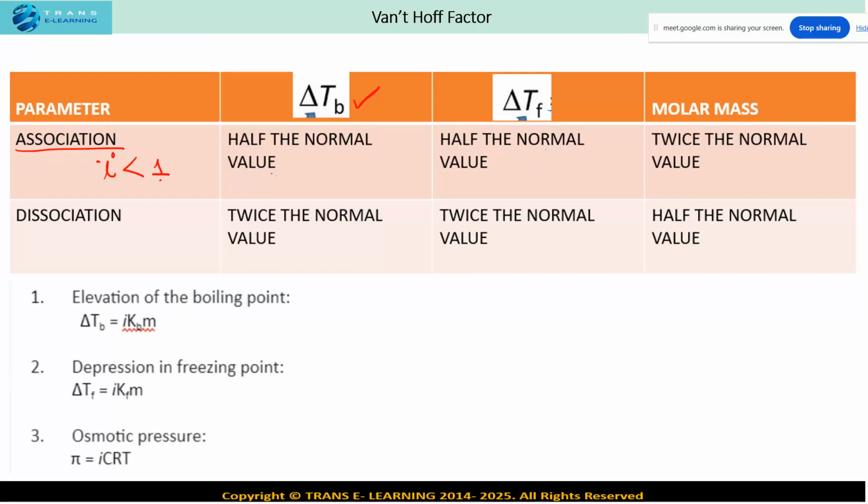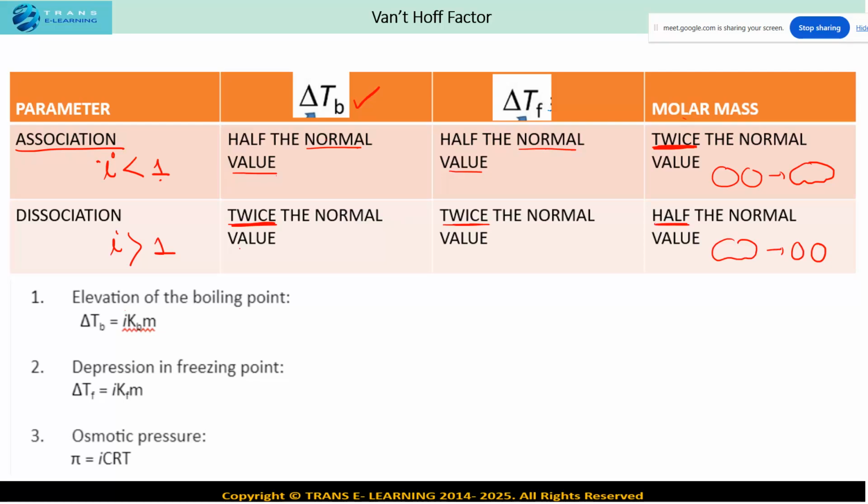So when we are talking about the elevation of the boiling point, that will become half of its value, and the depression in the freezing point also becomes half of its value, but the molar mass will become twice. The molecular mass is always increased because two small molecules are combining to form a bigger one. Now whenever there is a dissociation, the bigger one is getting converted into two smaller ones. So in this case, the elevation in the boiling point will be twice the normal value, the depression in the freezing point will be twice the normal value, and the molar mass will become half.